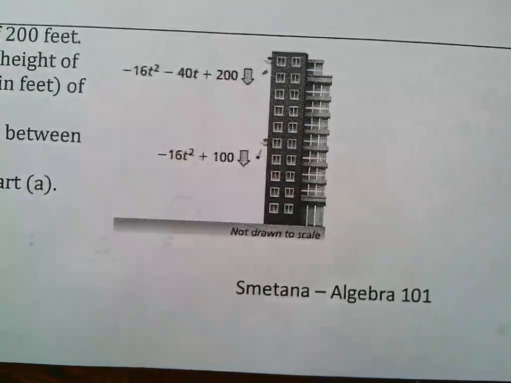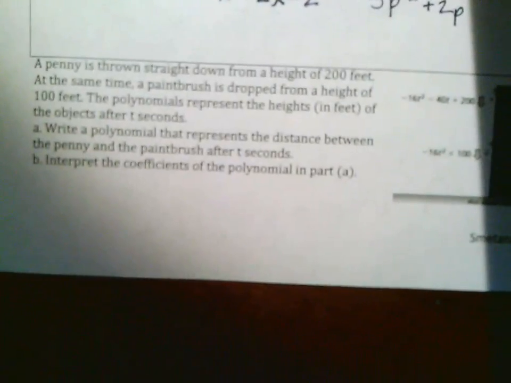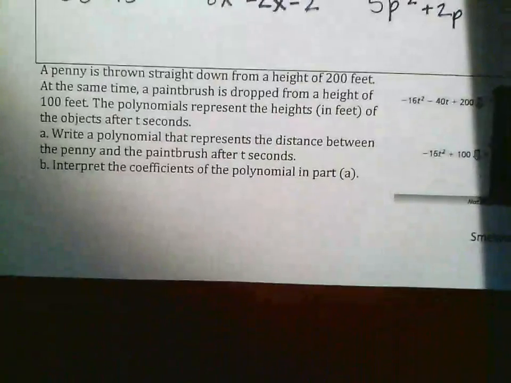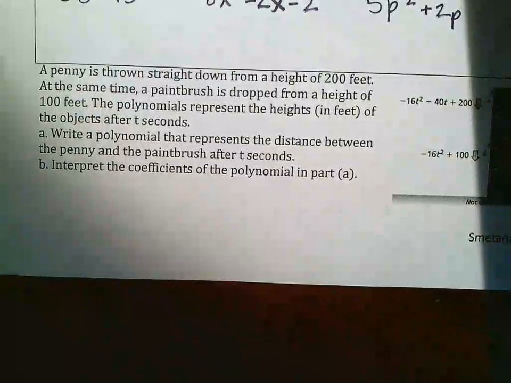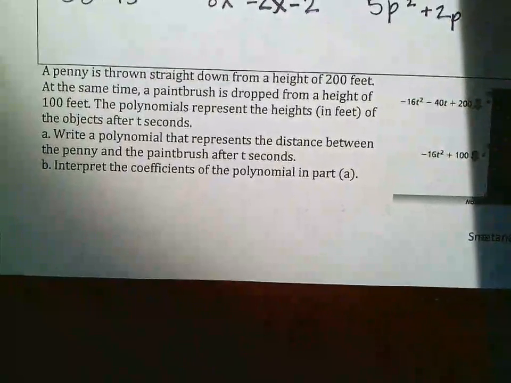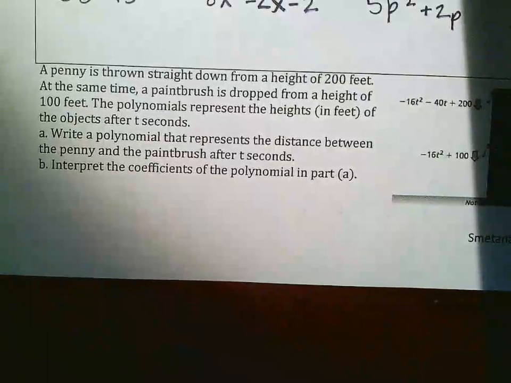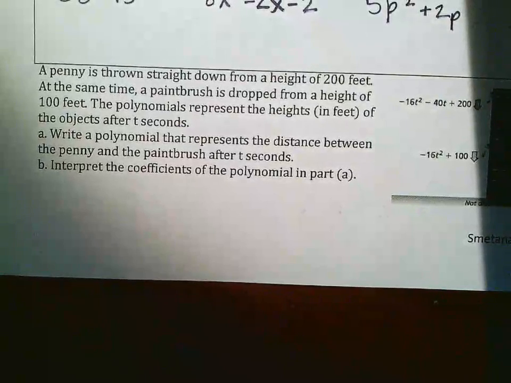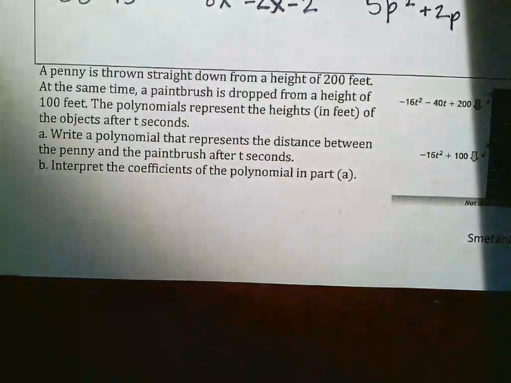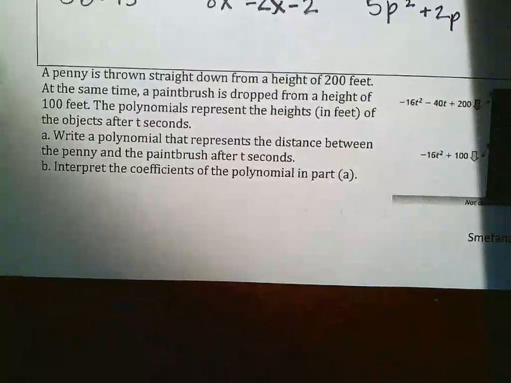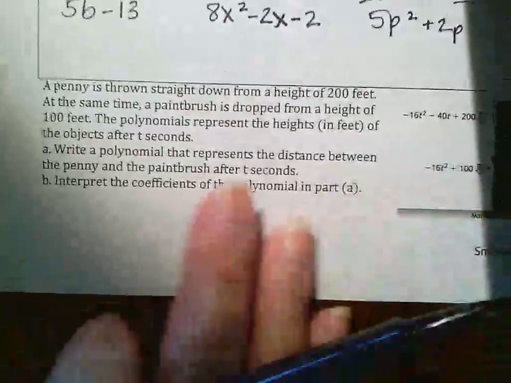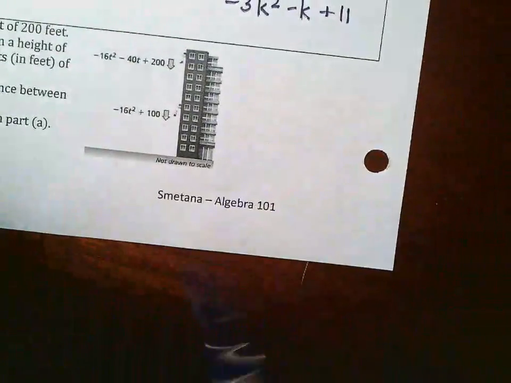What they want to know in this problem, and you can probably see this on your sheet, is the penny is thrown from a height of 200 feet. At the same time, the paintbrush is dropped from the height of 100 feet. So somebody reached out the window and dropped the paintbrush. The polynomials represent the heights in feet of the objects after t seconds. Write a polynomial that represents the distance and interpret what the coefficients are. So we're going to look at this problem right here. We got this building with these two objects being dropped.